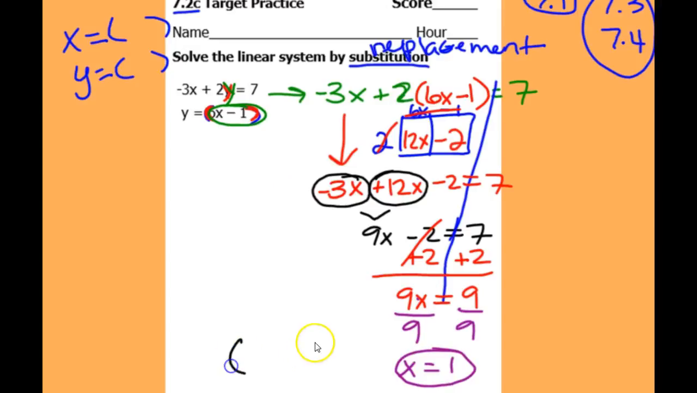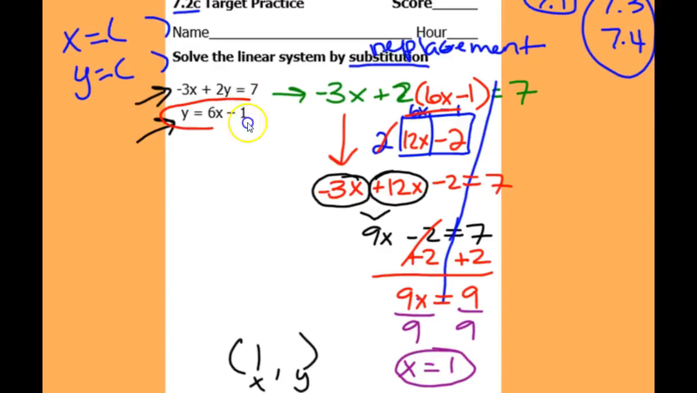So we have x. Remember, every answer we have in our test is going to have an x and a y. We know x is 1. So we can plug that back into either equation to get y. Now, which equation would you like? Doesn't really matter. I like the second equation better because it's already solved for y, and that's what I'm trying to figure out. So it says 6x, but x is really a 1, minus 1.